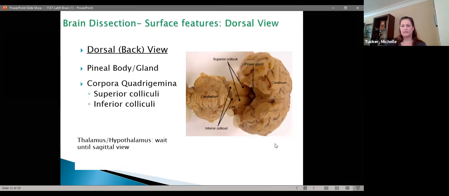If you are looking at the brain from a dorsal view, so a back view, you pull down that cerebellum. This is only observable on the sheep brain model from this view. We can see these structures from a sagittal view as well, but they're best shown from this dorsal view. The pineal gland is the most superior structure, and it is singular, and we have 2 large superior colliculi and then a band of inferior colliculi below it.